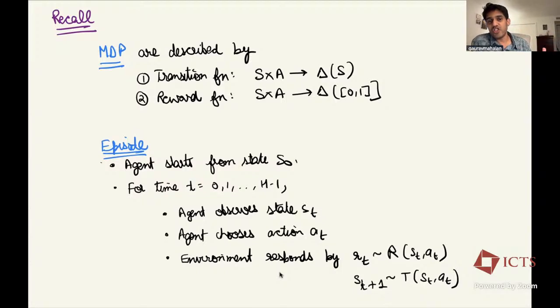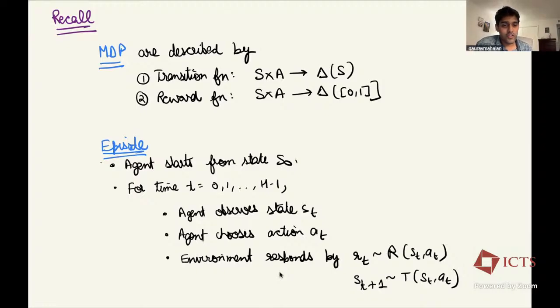The transition function tells us, if you're in a state S and you take action A, what's the distribution of your next state? And the reward function says, if you're in state S and you take action A, what's the distribution of your reward? These are basically going to be enough for us. Another thing we need to keep in mind is what an episode is.